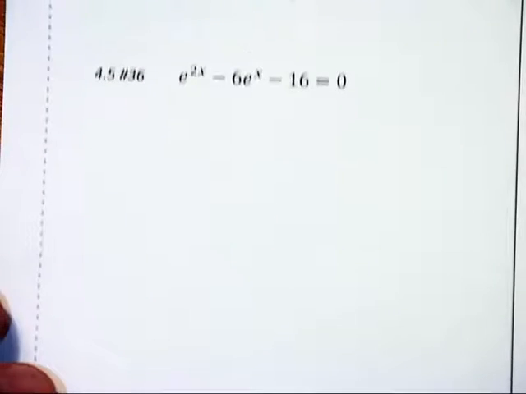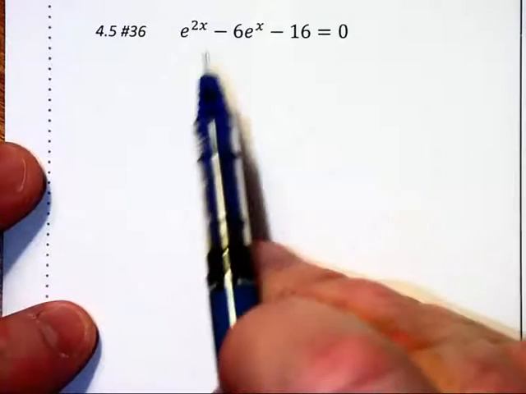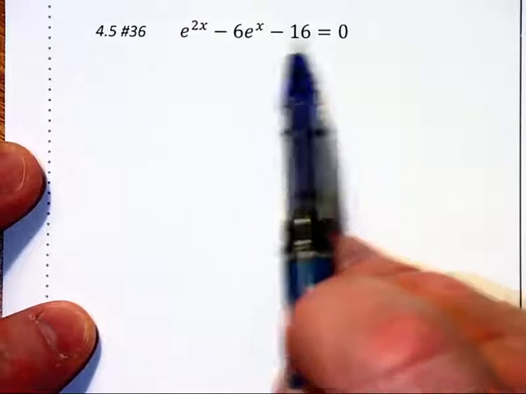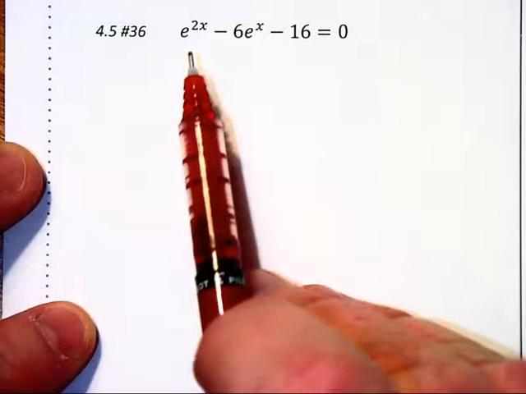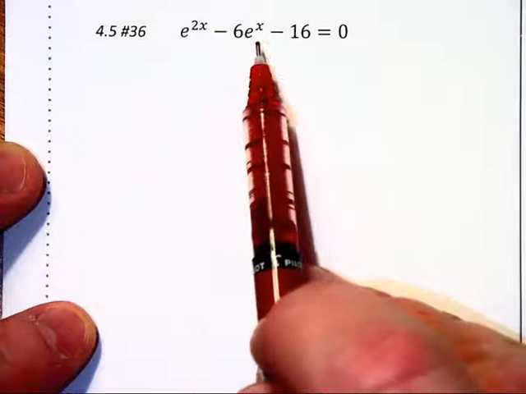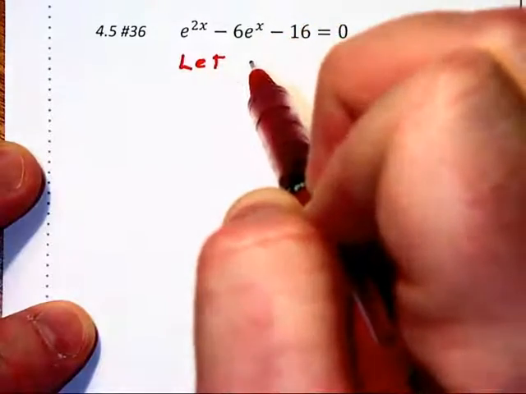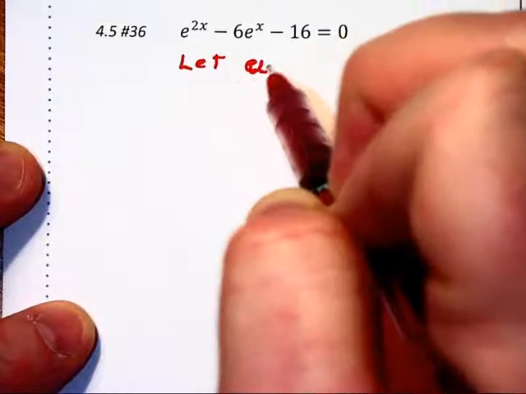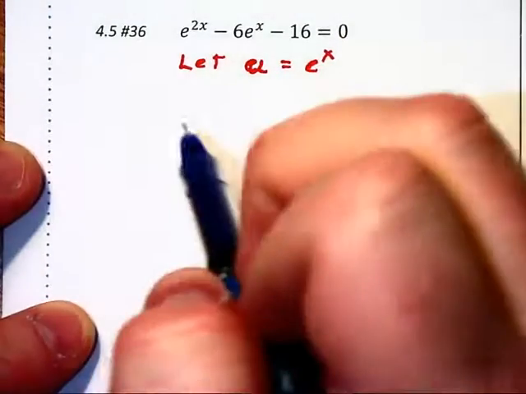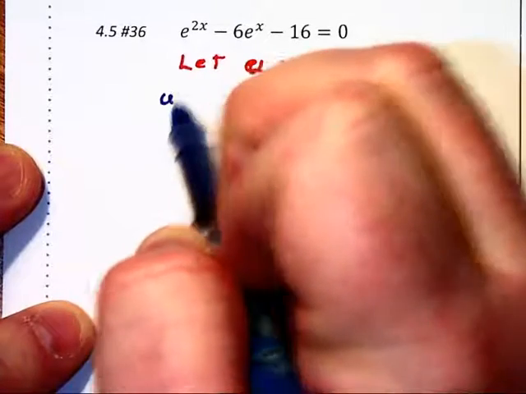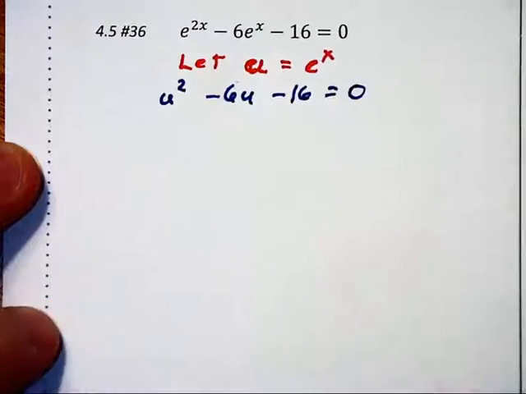Okay, let's look at this next problem. You know we're going to have to somehow get logarithms involved because the x's are trapped up in the exponent position, but this looks strangely like the quadratic equation where that second exponent is double the first one. Let's try u substitution. Let's let u equal e to the x. We can then rewrite this equation as u squared minus 6u minus 16 is equal to 0.